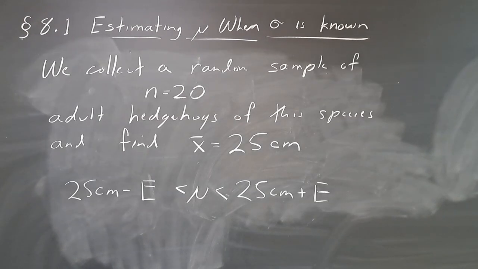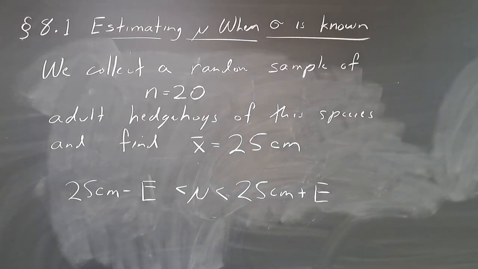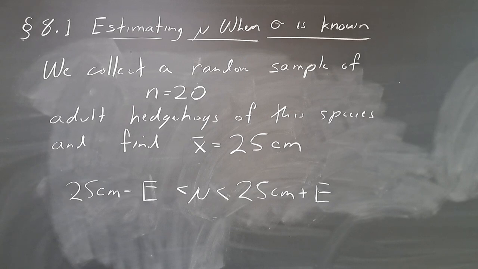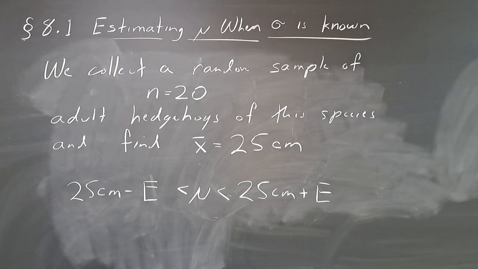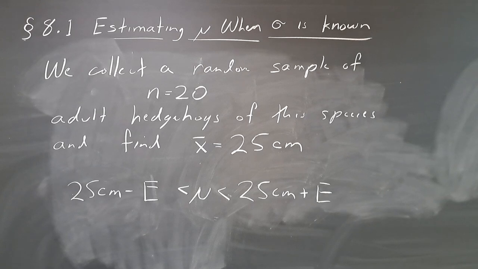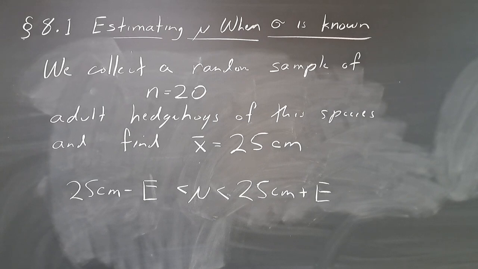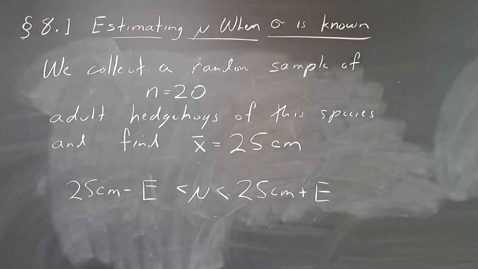We go ahead and collect a random sample of 20 adult hedgehogs of this species, making sure to randomize as best we can, and find that for our sample, the sample mean is 25 centimeters. So that's going to be our best guess currently, based on our sample, for the population mean. If we come up with any sort of interval that we hope is 90% sure to contain mu, it's going to be centered at 25 centimeters. It's going to go E units down from 25 centimeters to E units above 25 centimeters.